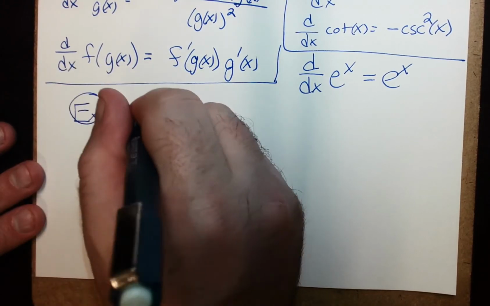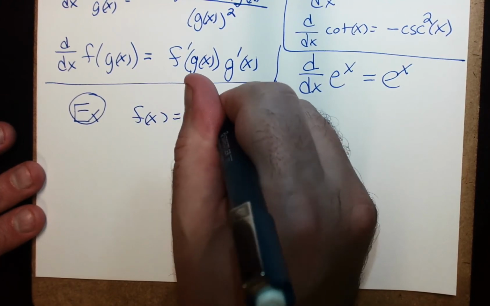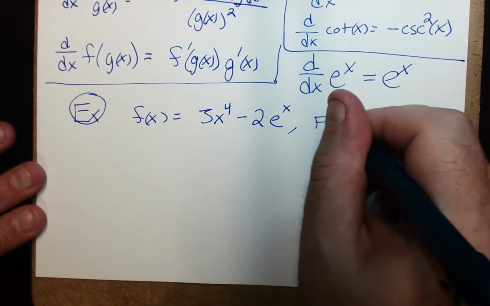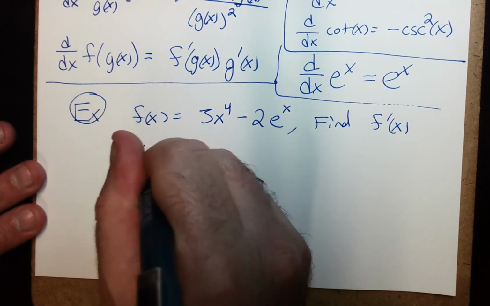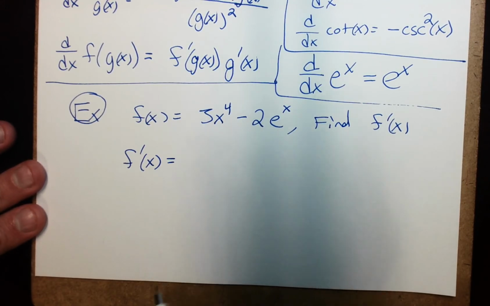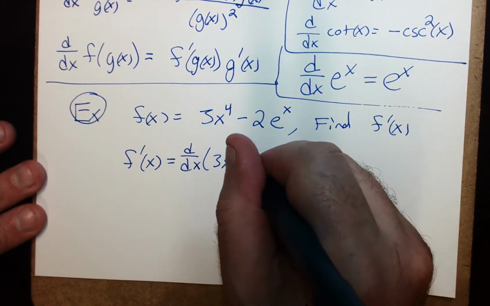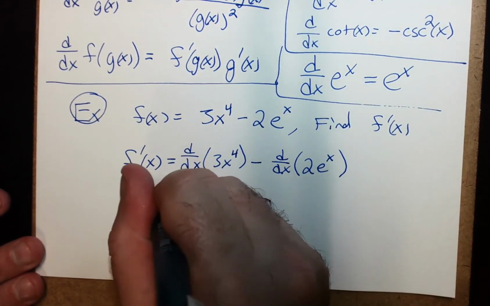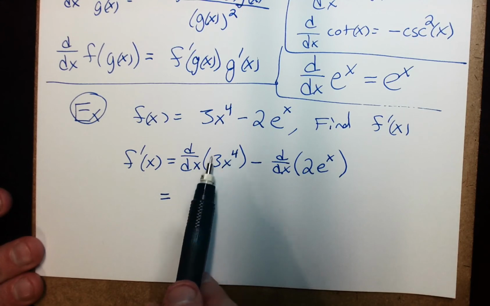So if I say f of x equals, let's say, 3x to the fourth minus 2e to the x, I say find f prime of x. Then that should be easy, right? What you're supposed to do is say, okay, I do the derivatives term by term. So first I do the derivative of 3x to the fourth. Well, I'll even do this even longer here. You do that derivative first, and you do this derivative second.